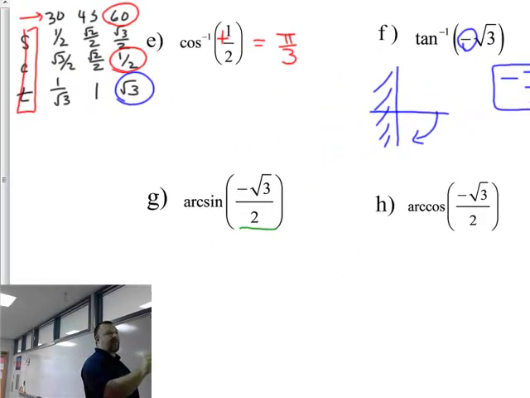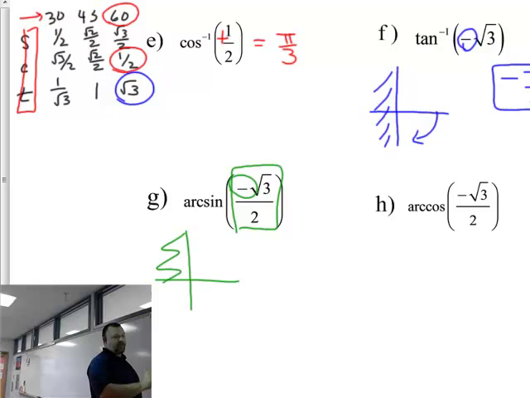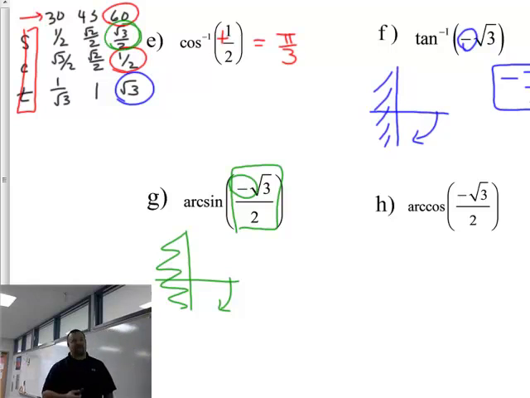Okay, negative square root of 3 over 2, we have arc sine. Again, the negative tells us that we are not in quadrant 1 anymore. So what quadrant is sine going to give us a negative answer in? Quadrant 4. So we have to go down an angle. And that angle will be, if we look at our table, sine was the square root of 3 over 2. Oh, look, weird, pi over 3 again.